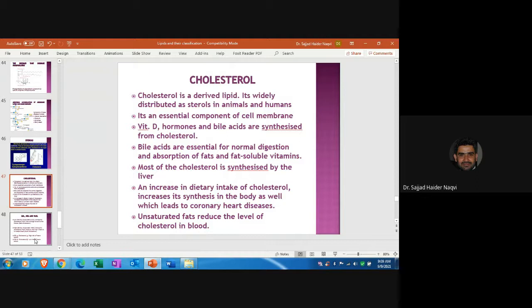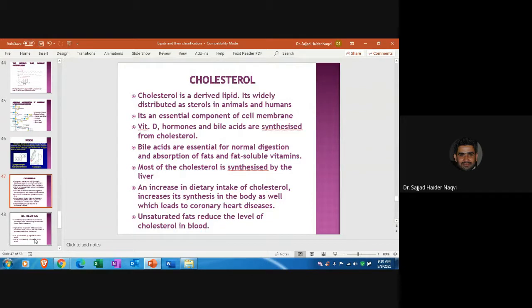Similarly, cholesterol is also important when it comes to vitamin D, certain hormones, and bile acids. These are all molecules which are synthesized from cholesterol. Bile acids are important for the digestion process along with the bile salts, and they have a role in the absorption of fats and fat soluble molecules from the diet. The main cholesterol synthesizing site is the liver.